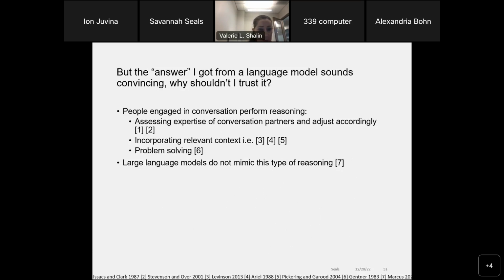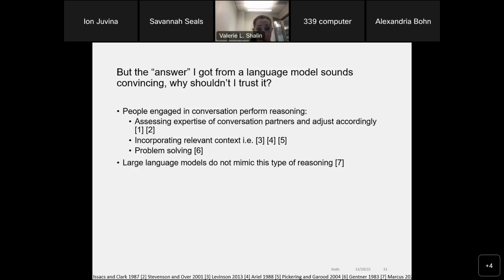All right, so the answer I got from a language model sounds really convincing. Why shouldn't I trust it? When you're engaged in conversation with other people, you're performing a lot of different reasoning tasks. You can assess the expertise of the other people you're talking to. You incorporate relevant context about the environment, about your previous experiences with that person, etc. You do a lot of problem solving and whatnot.